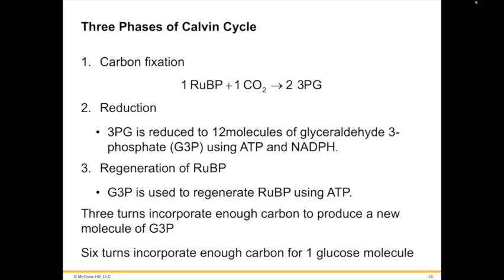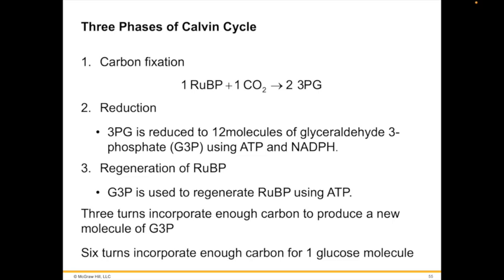So the 6 turns of the cycle incorporate 6 CO2 molecules, providing enough carbon to synthesize glucose, although the 6 carbon atoms do not all end up in this molecule of glucose. The Calvin cycle can be thought of as divided into 3 phases: carbon fixation, reduction, and the regeneration of the RuBP.